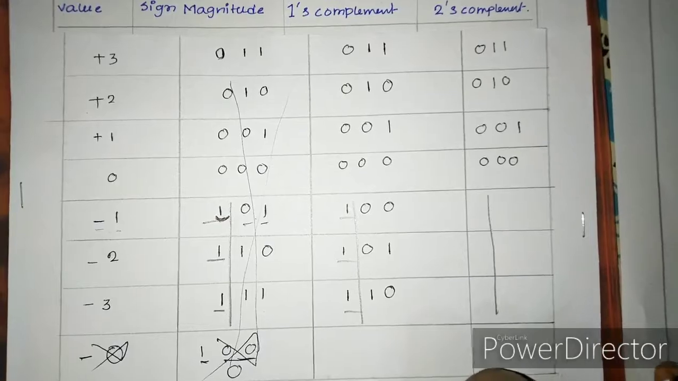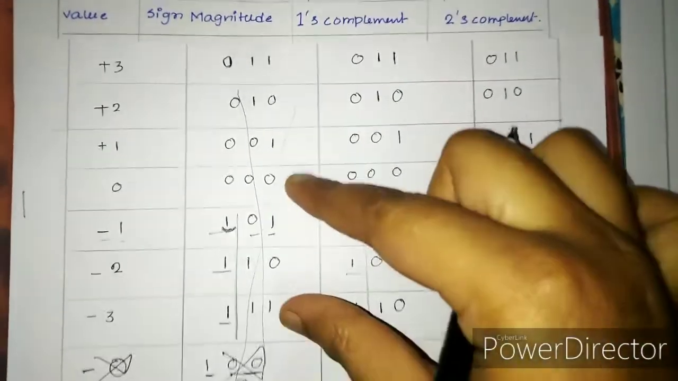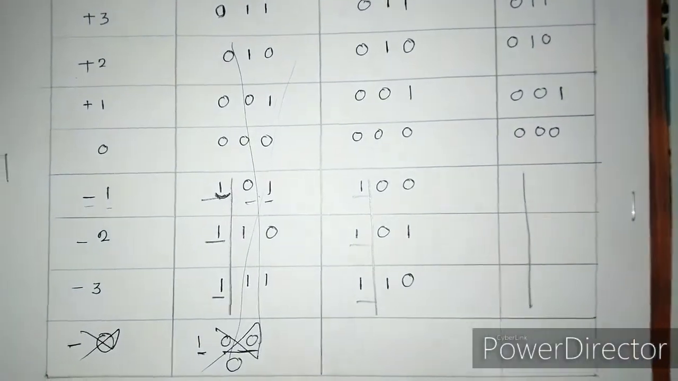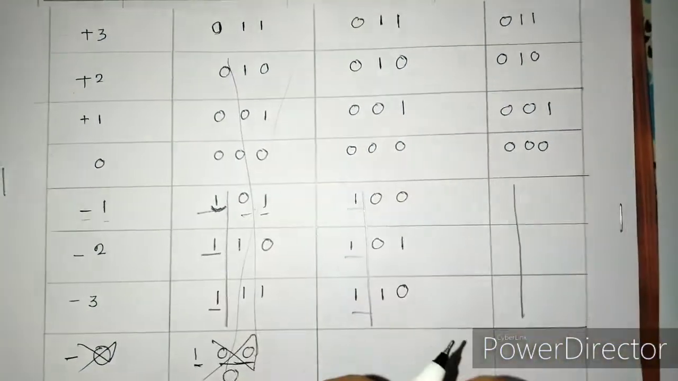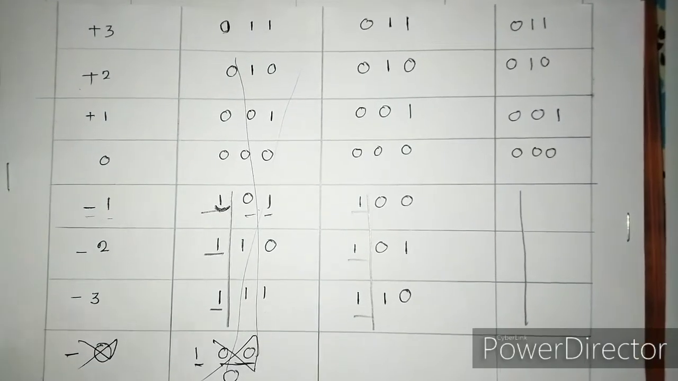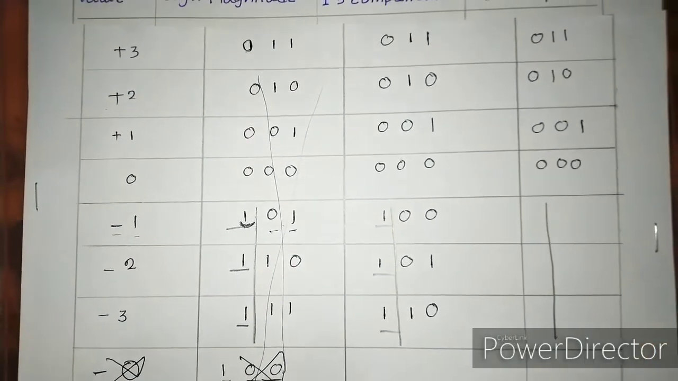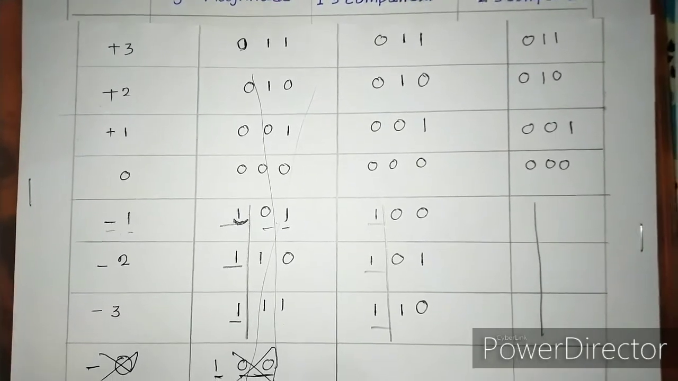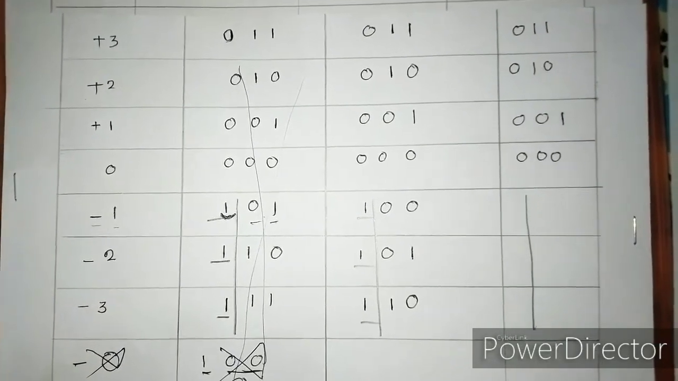Why? 2 to the power 3 means 8 combinations. I have shown you the 7 combinations here, and the left-over combination, which is 1 0 0 in this case, is giving us minus 0, which is not possible inside a computer. That's why the sign and magnitude process is not considered the right process.